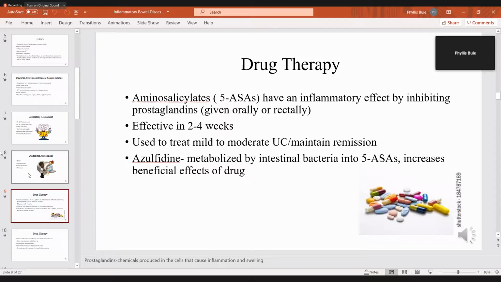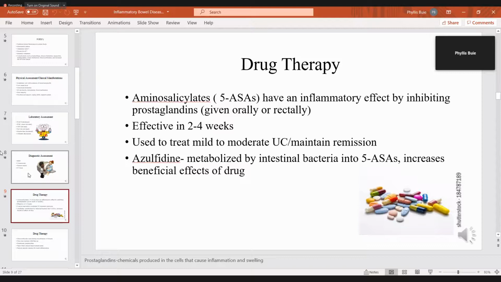Now, whenever these patients are taking this particular classification of meds, they also need to take folic acid with it, because the sulfa in the 5-ASAs decreases the absorption of folic acid in the body. So we definitely need to make sure that they take folic acid with it.